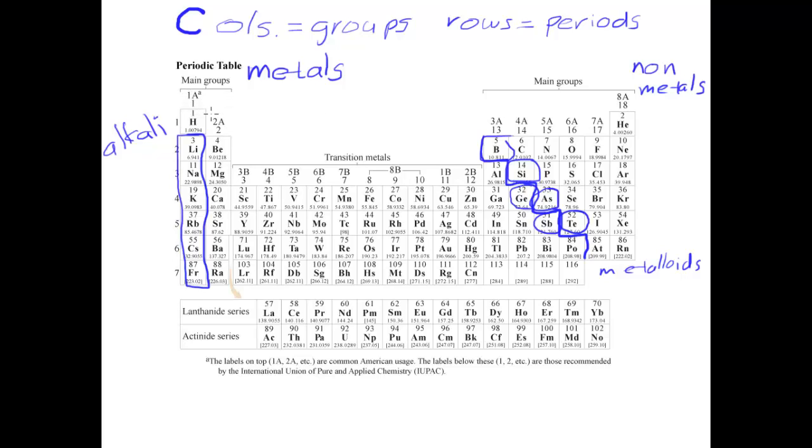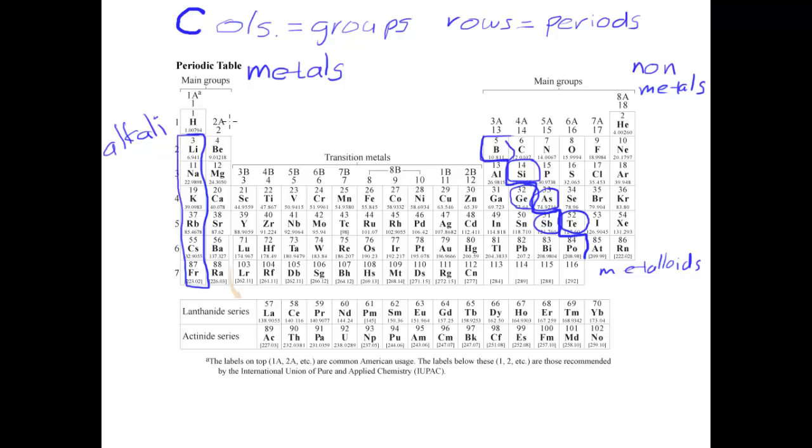So the A group elements, the ones that have an A beside their number, so these over here, and these over here on the right-hand side, but not the ones in the middle, the A group elements are called main group elements. So if you ever hear chemists talk about main group elements, they're not talking about these guys. They're talking either about the ones on the right or the ones on the left.